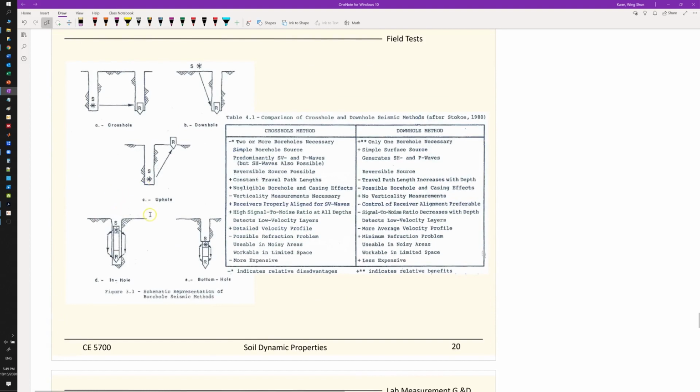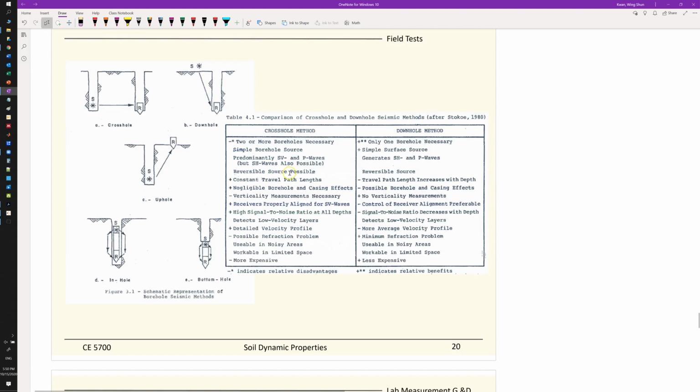And the downhole method is this one; this is crosshole and this is downhole. Because making a borehole is expensive, the downhole method tries to cut the cost by using just one borehole. You have the source, the trigger, at the ground surface, and throughout your borehole you have different sensors. You know your distance from the receiver to the source of the trigger. Knowing the time difference, you can back calculate the shear velocity.